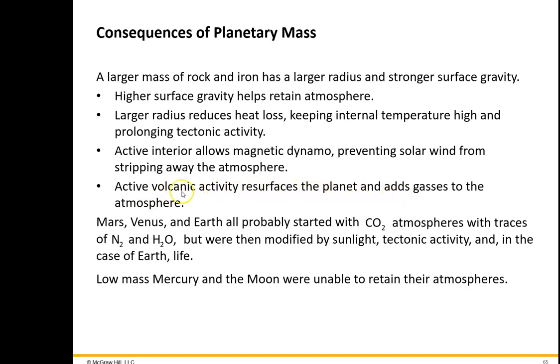Active volcanic activity resurfaces the planet. And we think that's what's going on with Venus, that in the recent past there was a little bit of volcanic activity on Mars as well. That's how Olympus Mons and Valles Marineris got there. And of course, that adds gases to the atmosphere. In particular, it tends to add a lot of carbon dioxide. So Mars, Venus, and Earth probably all started with carbon dioxide atmospheres, with trace nitrogen and water.